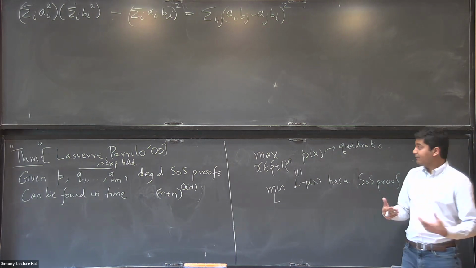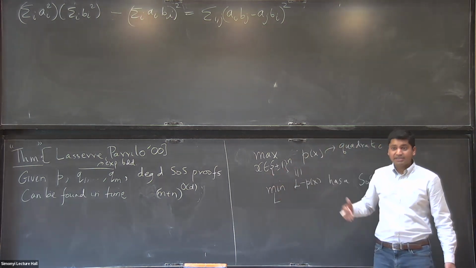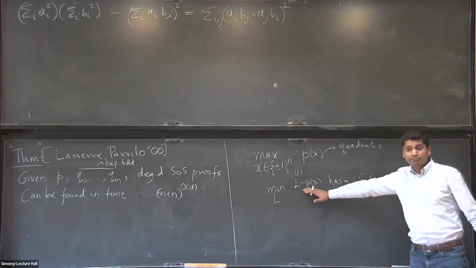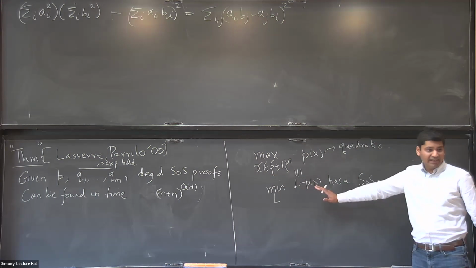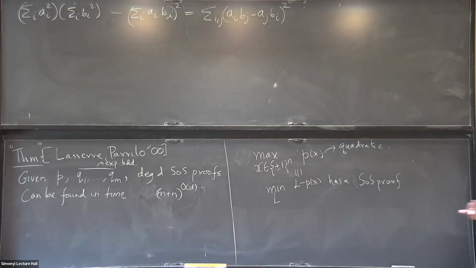So we know that if I have a non-negative polynomial on an explicitly bounded variety, then there's got to be a sum of squares proof. So all I'm saying is find me the smallest L such that L minus P(x) is non-negative, or equivalently, L minus P(x) admits a sum of squares proof of non-negativity. Those are equivalent, by the theorem on the leftmost board.